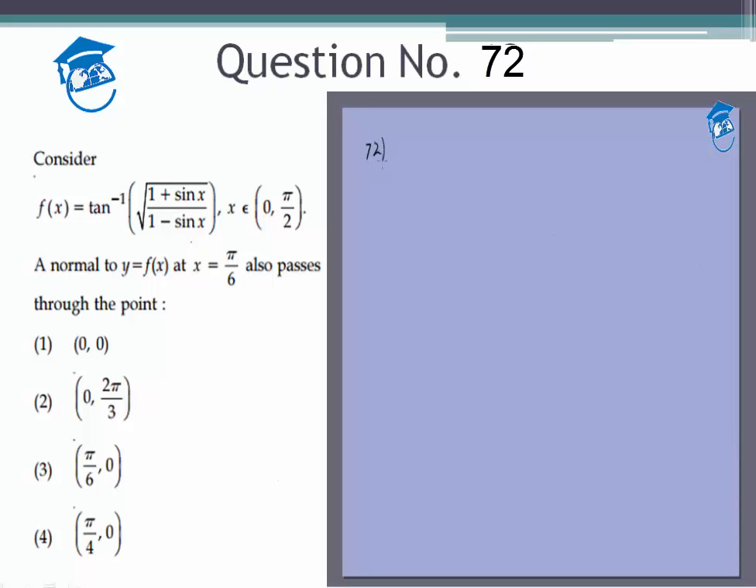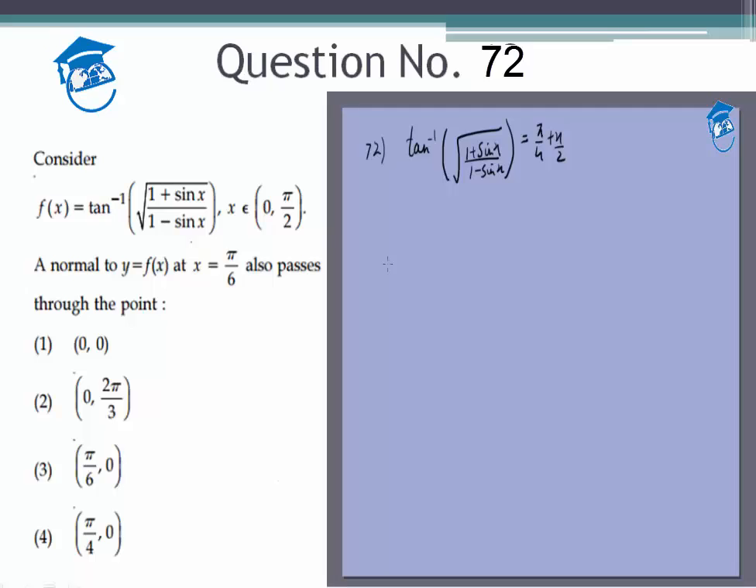72. Now 72 is a pretty standard expression. You should know what this is. We are talking about tan inverse of root of (1 plus sin x) by (1 minus sin x). So I'll just quickly show you where it comes from. This ultimately ends up being equal to pi by 4 plus x by 2. This is a standard identity, but let's just derive it.